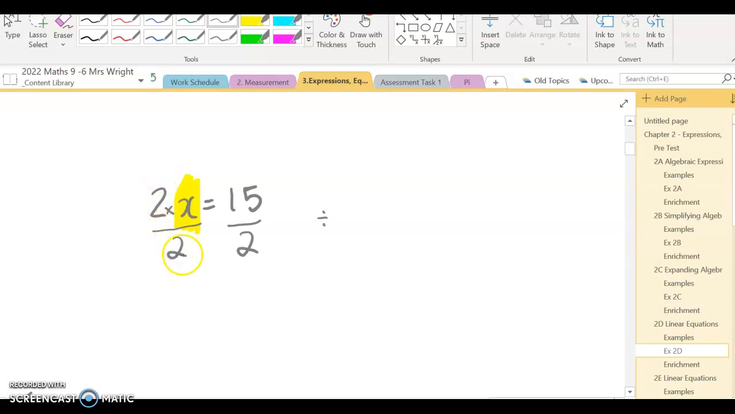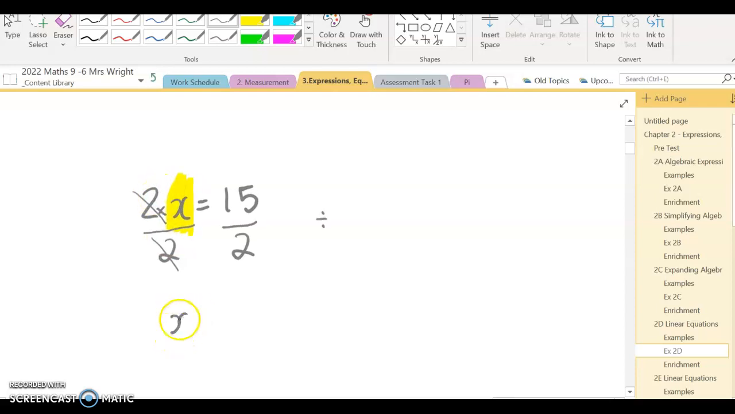So what I get there is these guys cancel out and I end up with a 1x instead, or an x. 1x or x, and that's what I want. By dividing by the term that's already there, or dividing by the 2, those 2 give me a 1, which is exactly what I want.